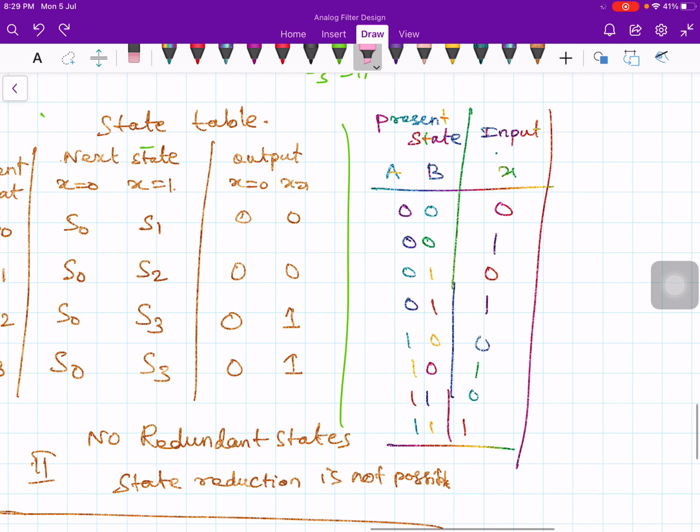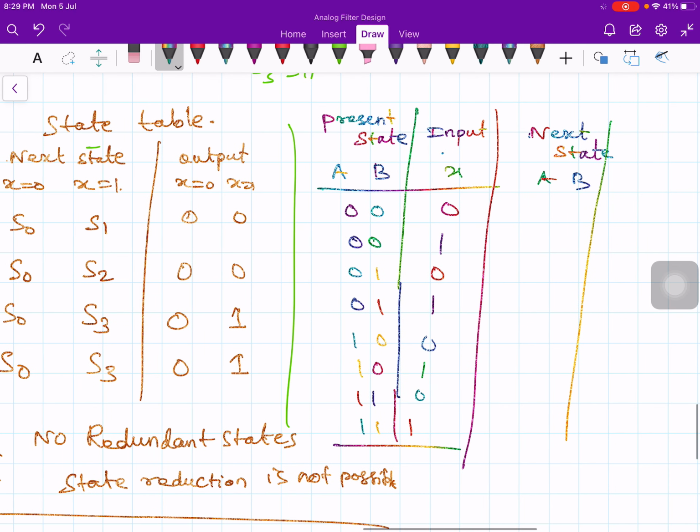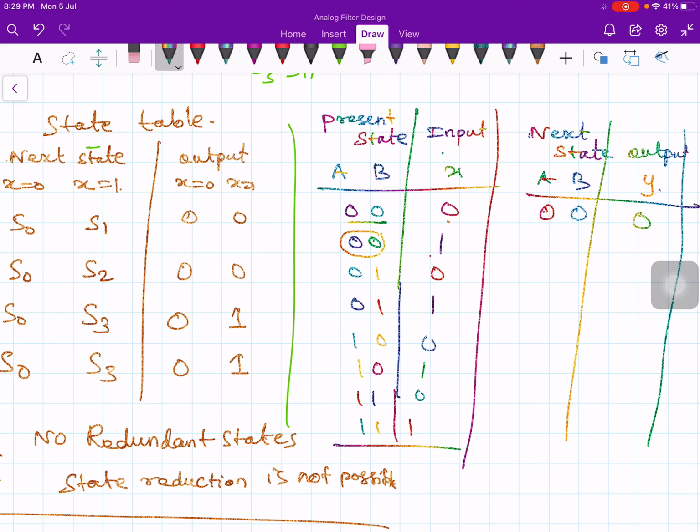Now you can fill up the next state. Again, there are two bits I need, then output, and output I'm going to use Y. Now present state is S0 and input is 0, therefore I'll stay in the same state, that means 00, and output Y is 0. And you are in state S0 and the input is 1, that means you are moving to S1, S1 means 01. And output is 0. 01 means you are in S1 and the input is 0. That means you go back to state S0. So 00. S0 is denoted by 00. And output is 0.